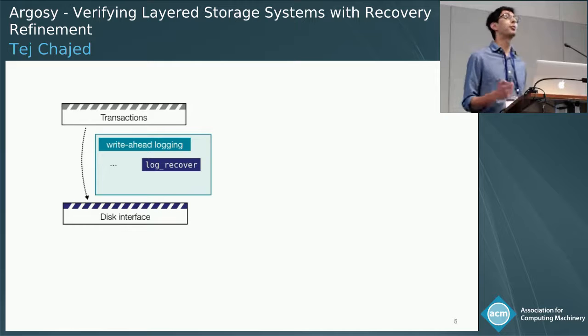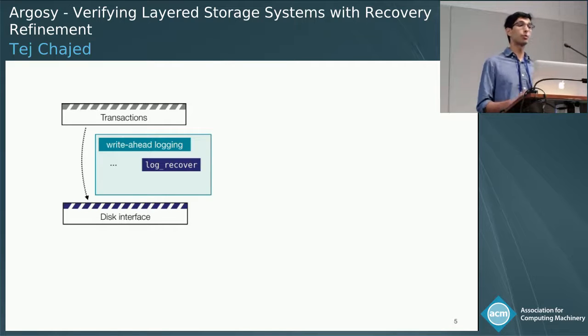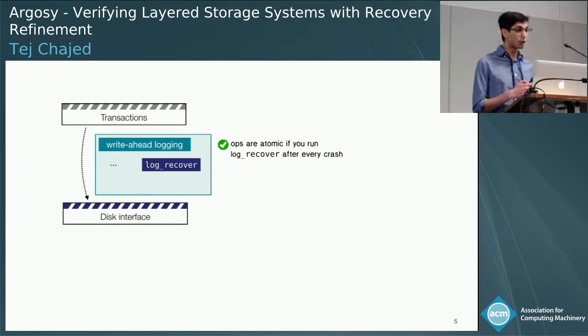Meanwhile, Alice writes a write-ahead logging implementation, which exports a transactional API and is implemented on top of the disk interface, the same one that Bob implemented. She's also careful, so she proves her code correct using a machine-checked proof. That is, the operations are atomic, as long as you run log recover after every crash, because the log recovery procedure needs to clean up transactions in the log.